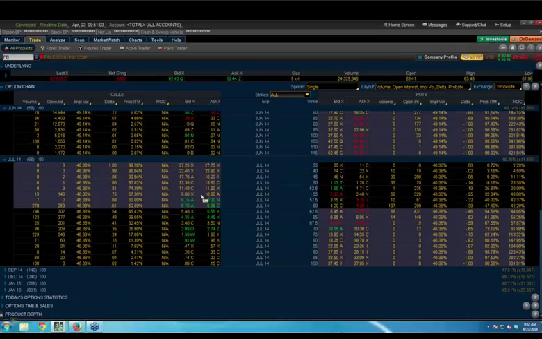So if it was more of a shorter term time frame, and shorter term being like a day trade or a swing trade, which for me is referencing about a week or 2 weeks, I would look at a 75 delta.